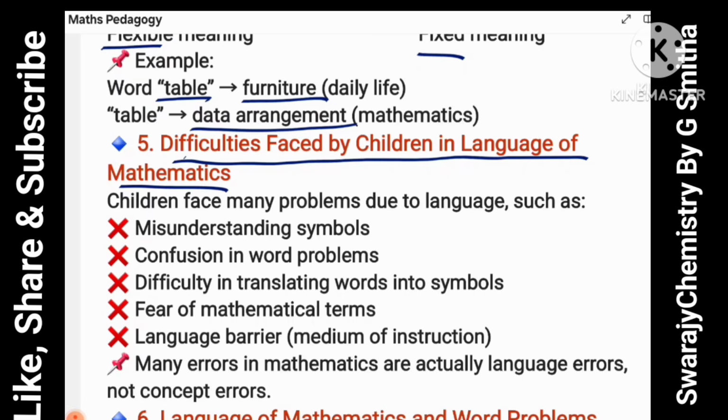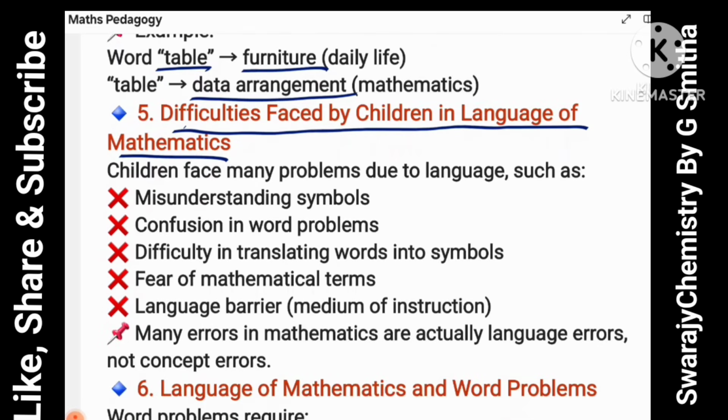Our next concept is difficulties faced by children in language of mathematics. Many students face difficulties in mathematics mainly because of language issues such as misunderstanding symbols, confusion in word problems, difficulty in converting words into symbols, fear of mathematical terms, language barriers due to medium of instruction. Remember, many mathematical mistakes are language errors, not concept errors.